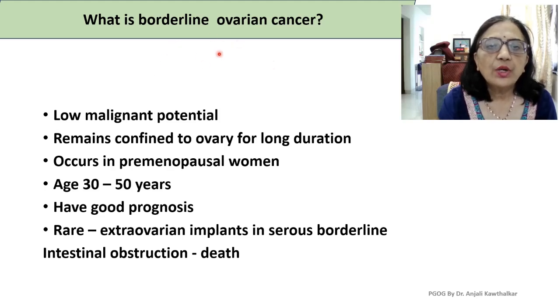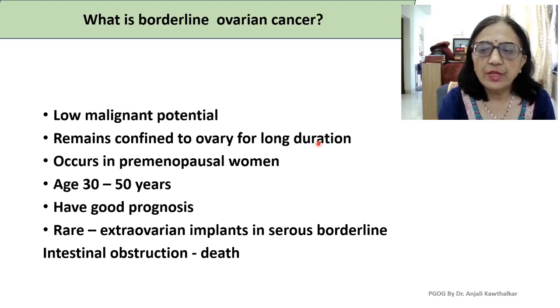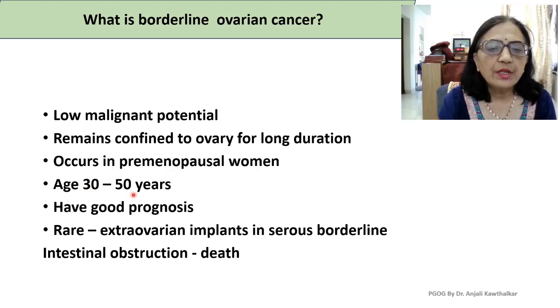If you are asked what are these borderline ovarian tumors? What is borderline ovarian cancer? Now it is a malignancy which has a low malignant potential. It remains confined to the ovary for a long duration as opposed to invasive which starts spreading. It is more commonly seen in premenopausal women and younger women. Age group is 30 to 50 years, whereas invasive cancer is more common in postmenopausal women and age is after 50. 50 to 70 years is the peak of the age group for the invasive ovarian cancers, especially epithelial cancers.